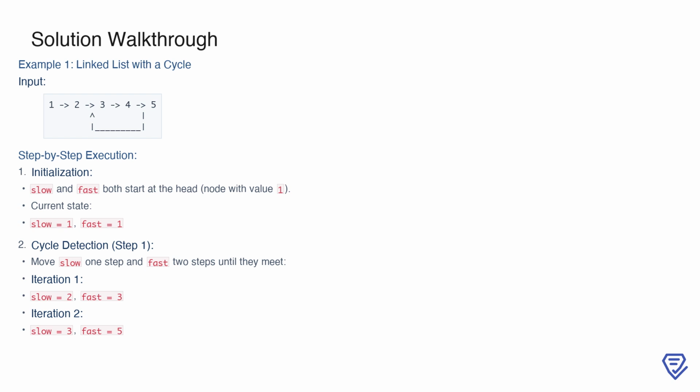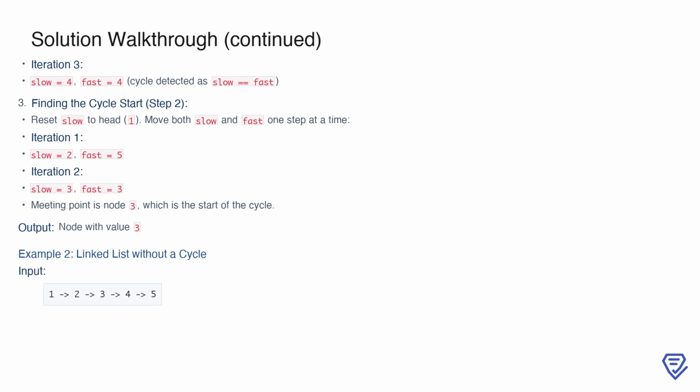Initially, both pointers are at node 1. In the first iteration, slow moves to node 2, and fast moves 2 steps ahead to node 3. During the second iteration, slow advances to node 3, while fast moves from node 3 to node 5. This process continues until the two pointers meet, indicating a cycle is present. In the third iteration of the cycle detection phase, slow moves to node 4, and fast also moves to node 4. At this point, slow equals fast, confirming the presence of a cycle.